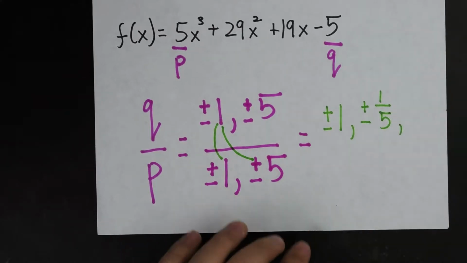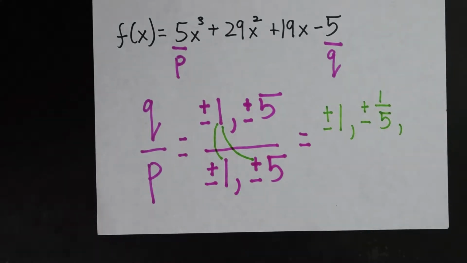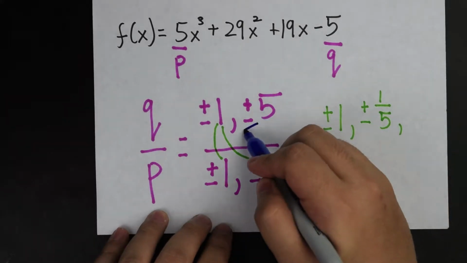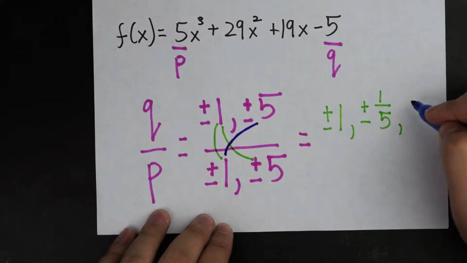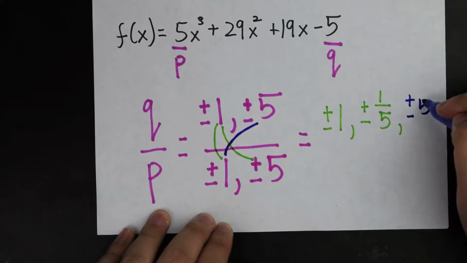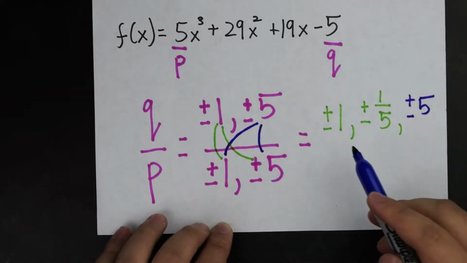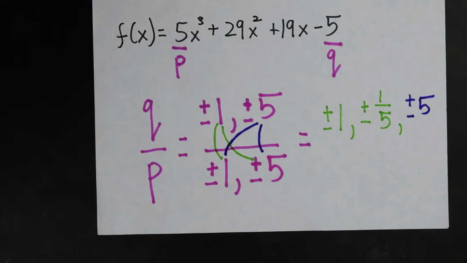But to continue this sort of system, I'm going to switch to blue to show you. I'm also noting that there's 5 over 1, which is just plus or minus 5. And there's going to be 5 over 5, which is also going to be plus or minus 1. So be aware that because I already have one right there, I do not need to rewrite it.